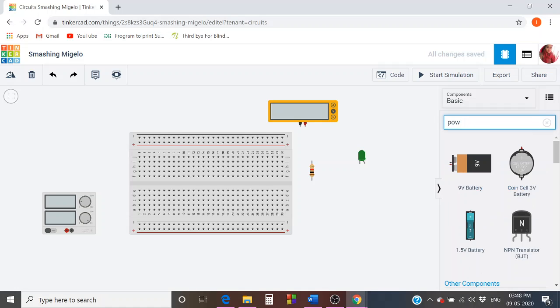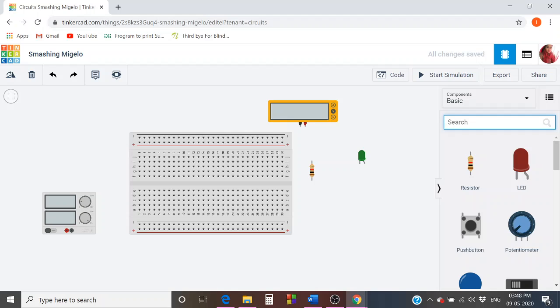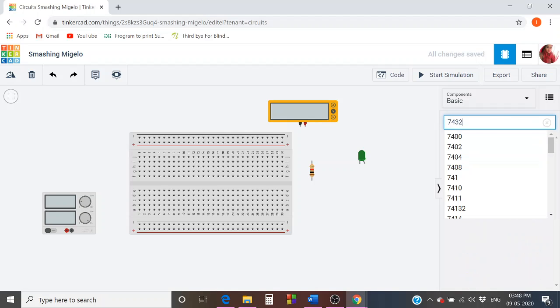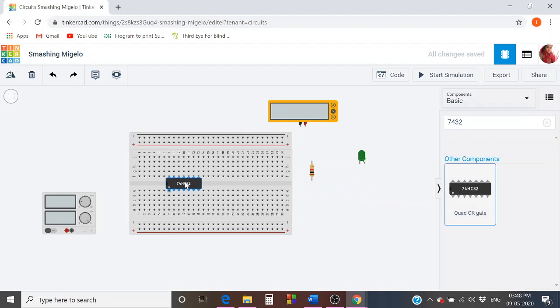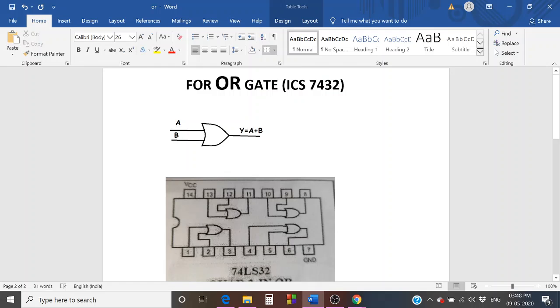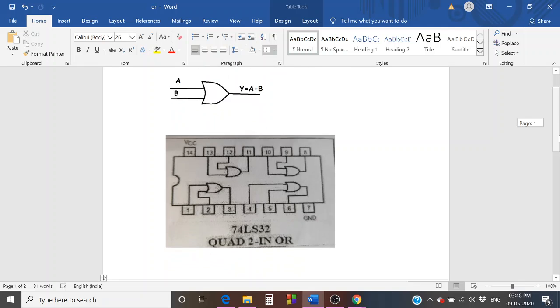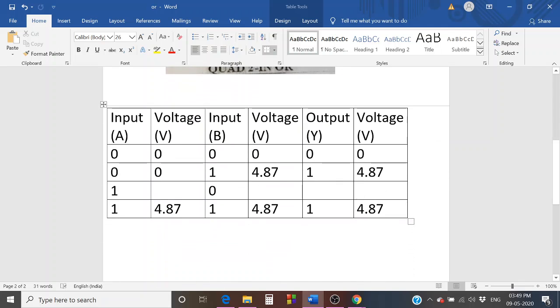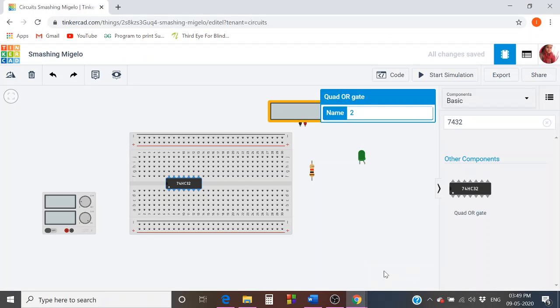So the IC number of OR gate is 7432. This is OR gate IC. See, here is OR gate IC number and this is OR gate. And this is the truth table. This is filled up and today I am going to see this one. This input 1 and 0. So let's start.